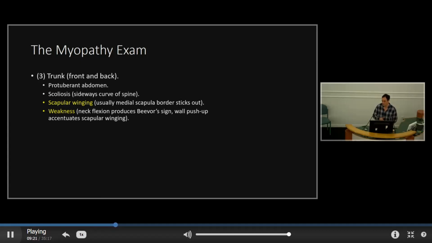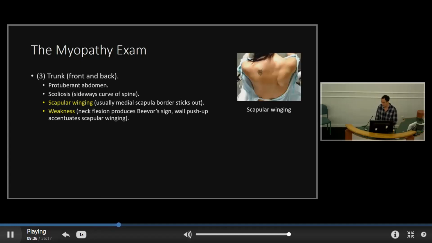So the upper ones sort of pull the belly button up. You can also ask them to do a push up against the wall, or they might be too weak to do that. Just put their hands up against the wall, and that can often accentuate the scapular winging. So this young lady here has been asked to put her hands up against the wall, and you can see that the right medial scapula sticks right out compared to the left. That's a very good sign not to miss. So if you don't look at the back, it's impossible to get it.